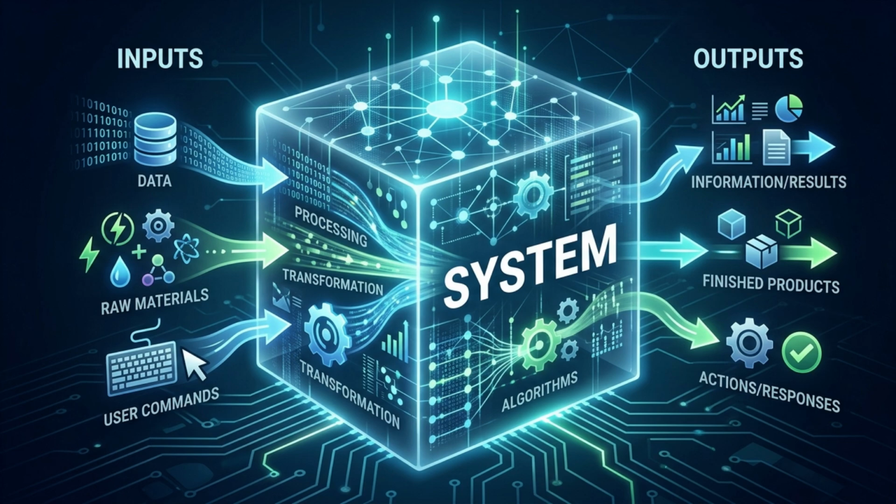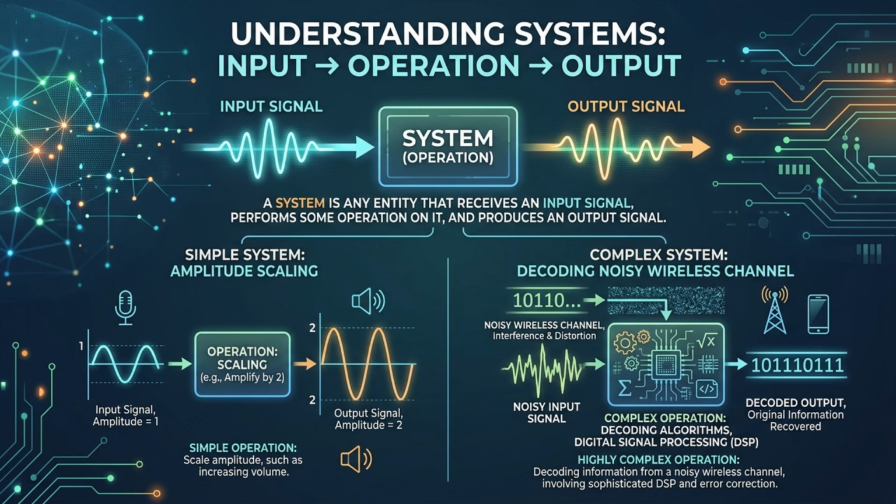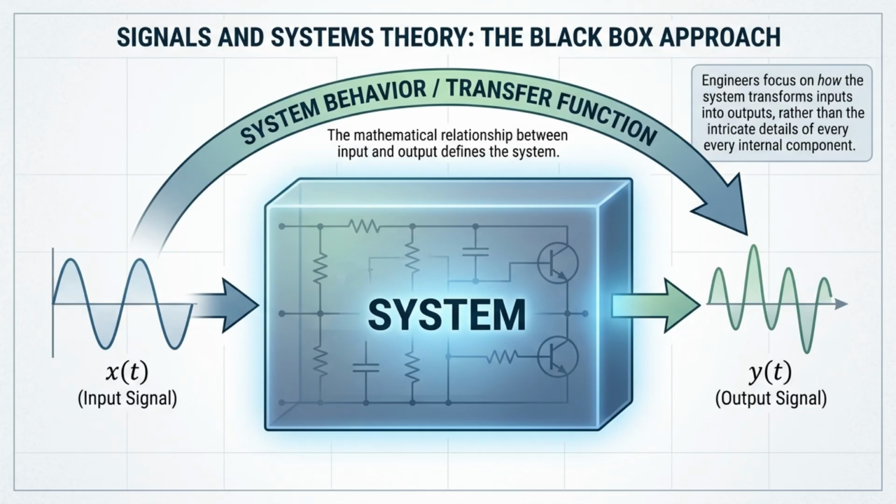This framework is known as a system. A system is any entity that receives an input signal, performs some operation on it, and produces an output signal. The operation may be simple, such as scaling a signal's amplitude, or highly complex, such as decoding information from a noisy wireless channel. In signals and systems theory, the internal details of the system are often less important than the relationship between the input and output. Engineers focus on understanding how the system behaves, rather than examining every physical component individually.